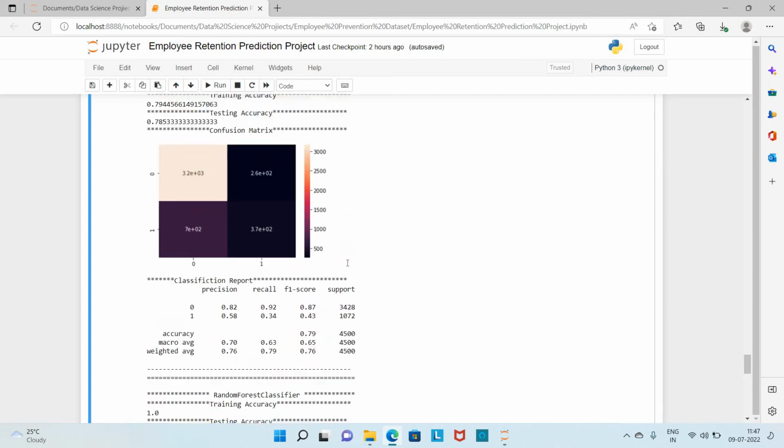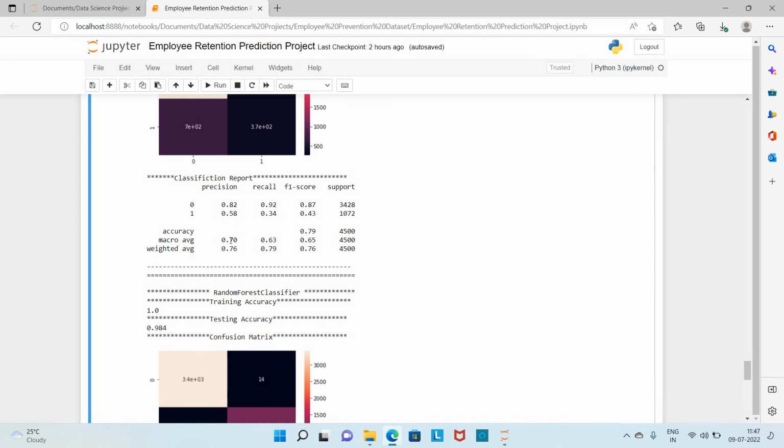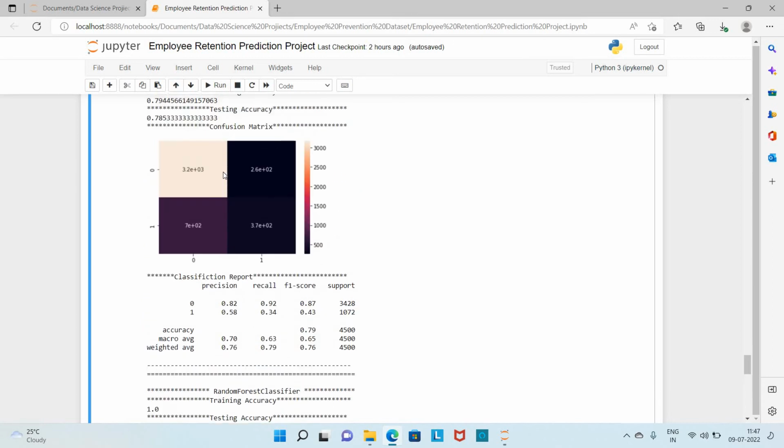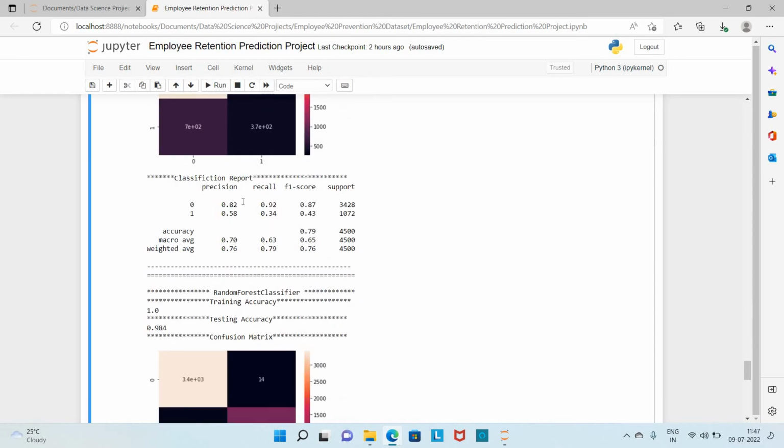What is precision? What does precision mean? Actually, it is the accuracy of positive predictions. Out of the total positives we have, how much is predicted correctly? We have the true positive and the false positive here, so how much of it is correct? That is the precision here.